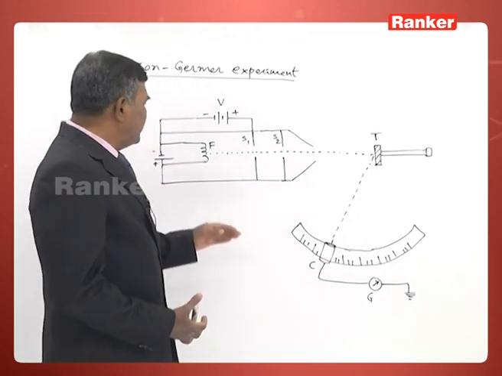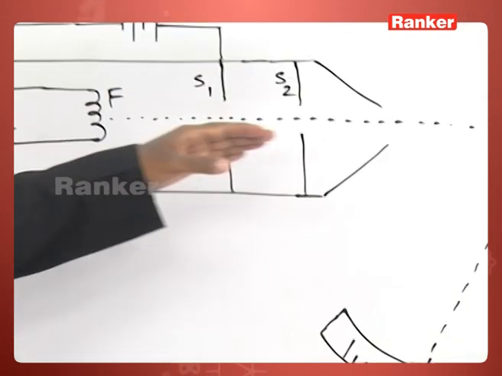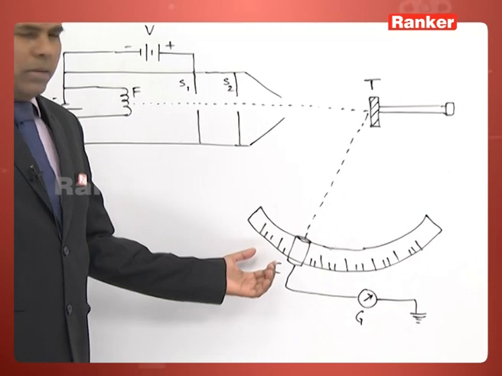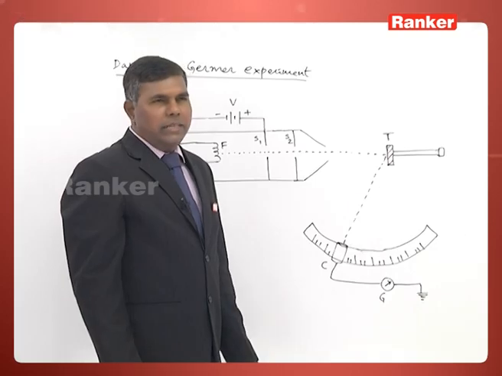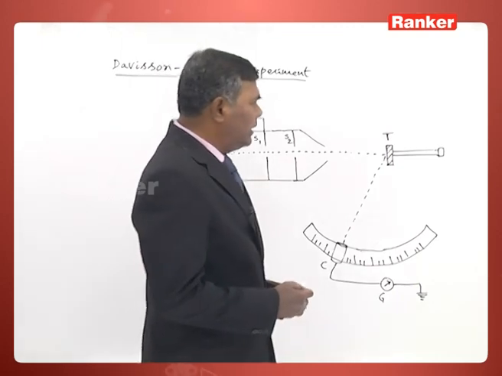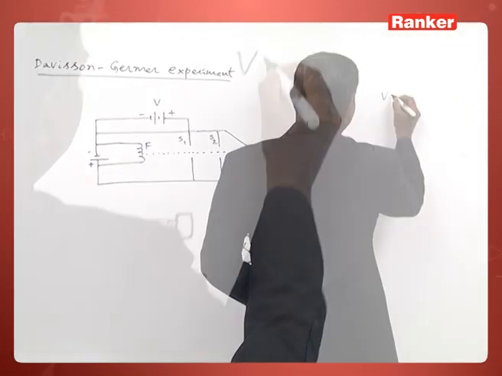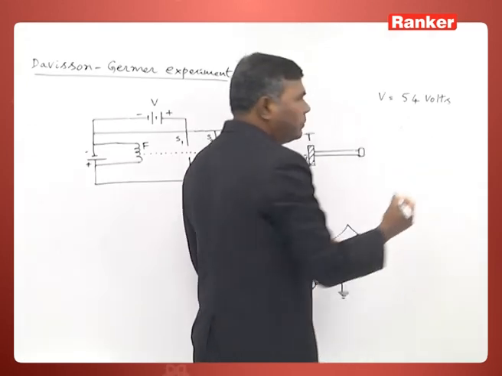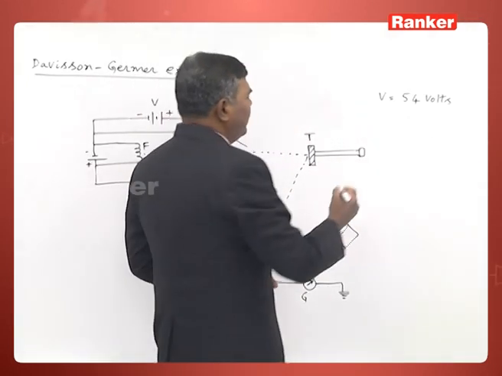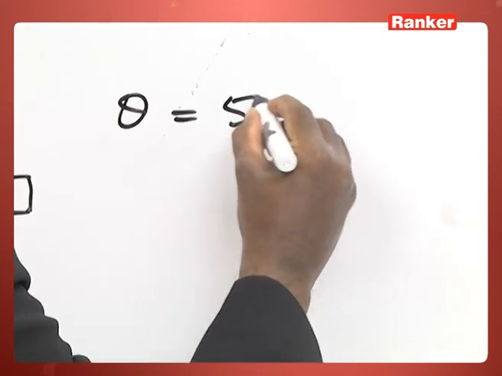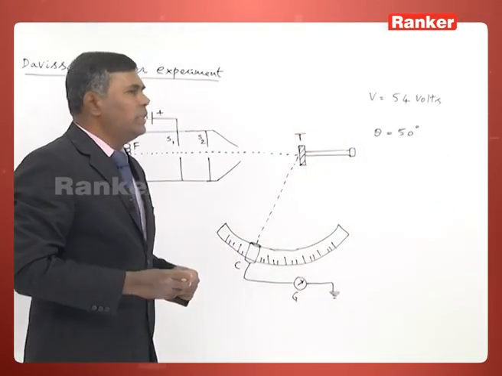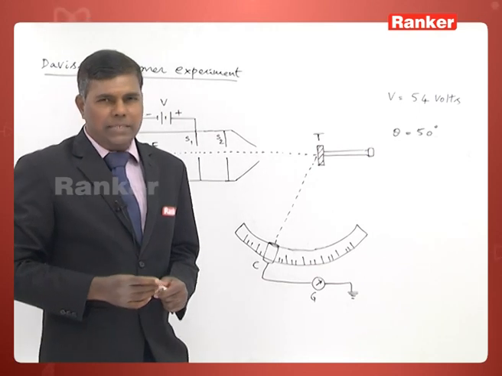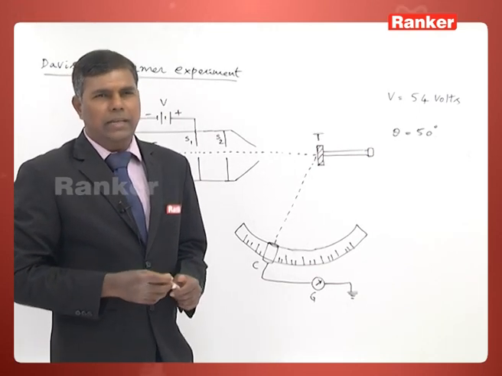Now, once this electron beam is emitted by the filament, it is made to be incident on the nickel target and it gets deflected. We observe the electron beam by knowing the reading in the galvanometer. It is observed that the electron beam has a very large intensity when the applied potential V is equal to 54 volts and the angle of deflection theta is equal to 50 degrees. When the angle of deflection is 50 degrees and the applied potential is 54 volts, the electron beam intensity is maximum. Using this data, we can calculate the wavelength of the electron beam.